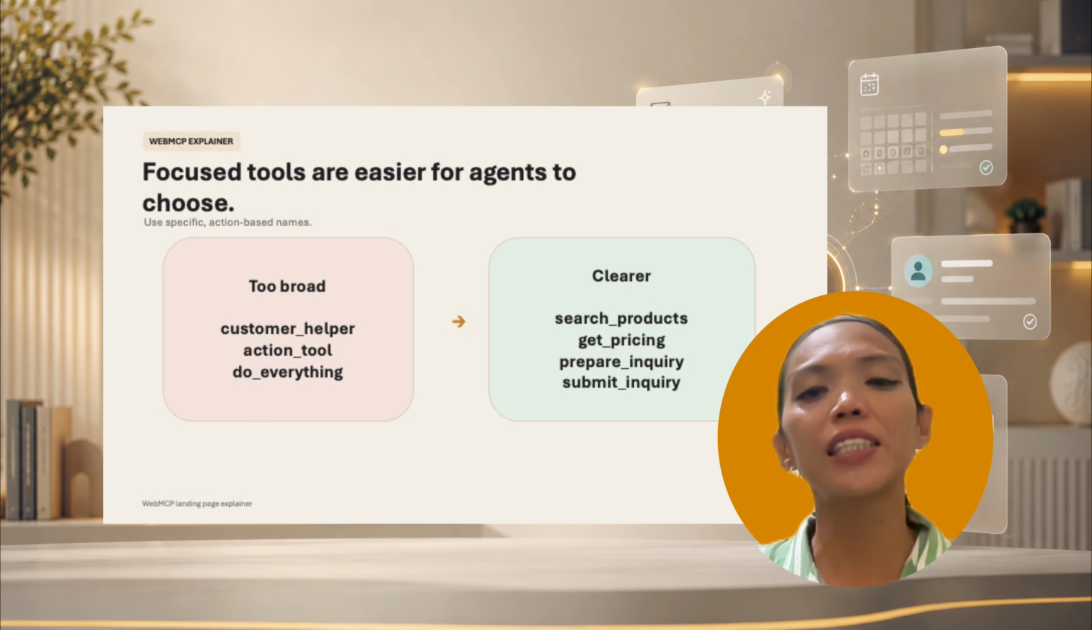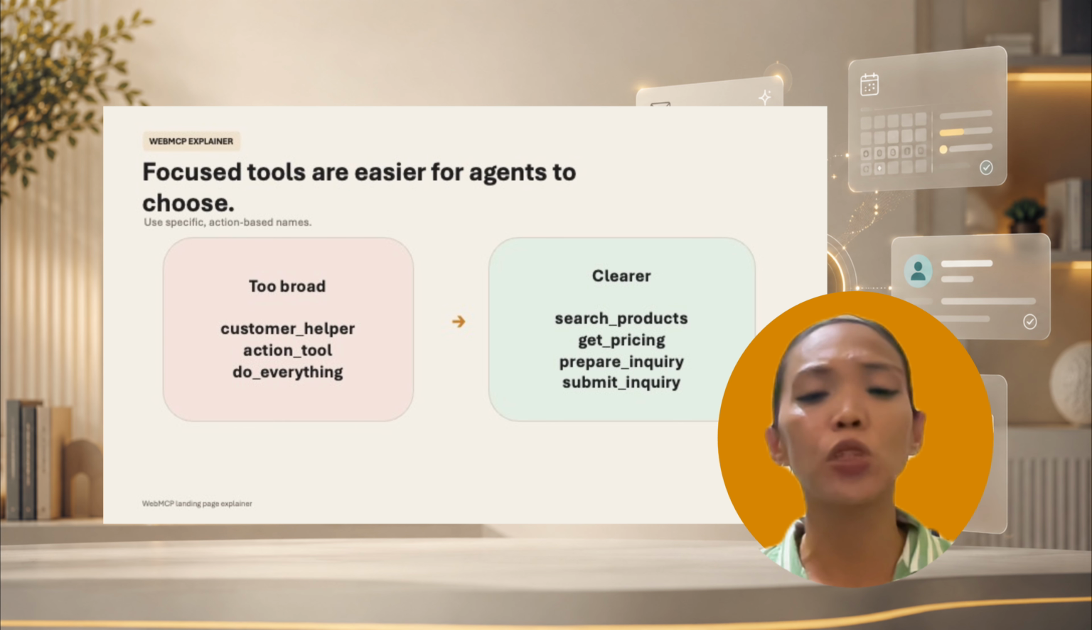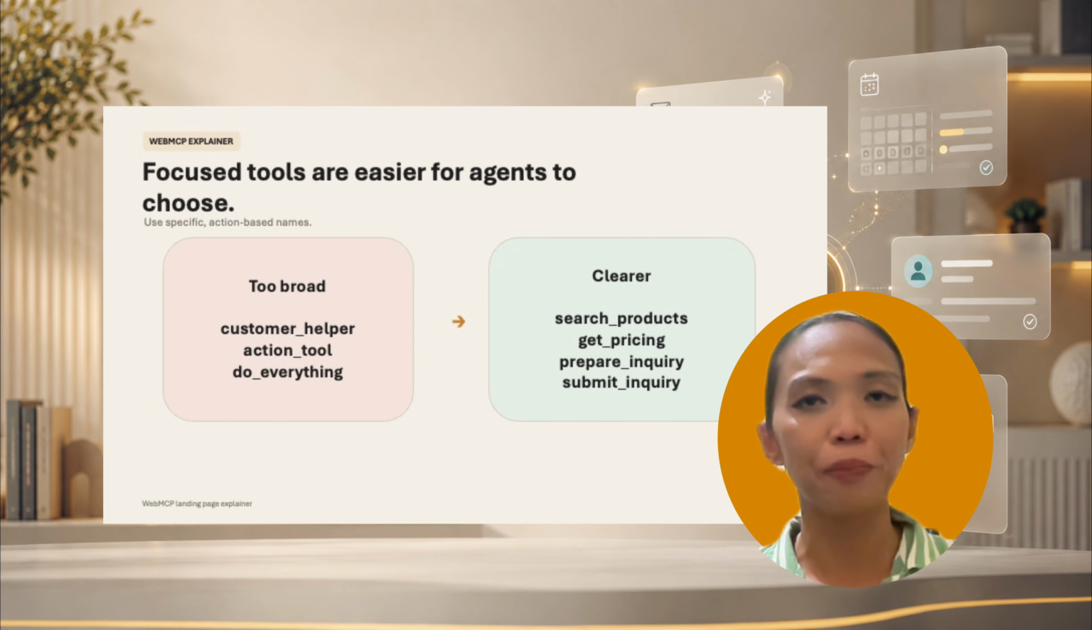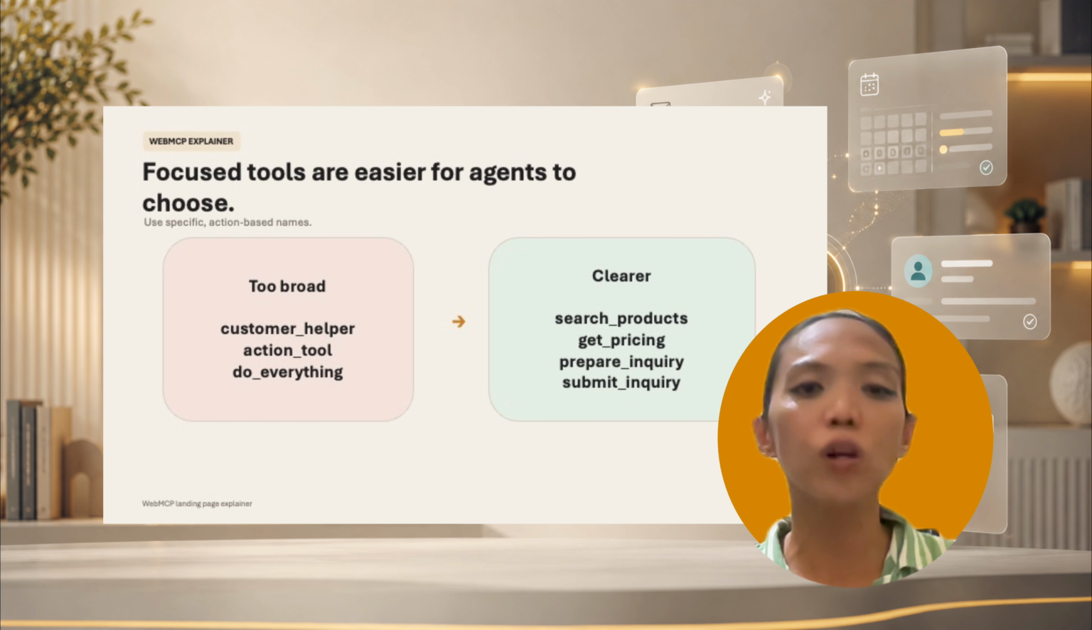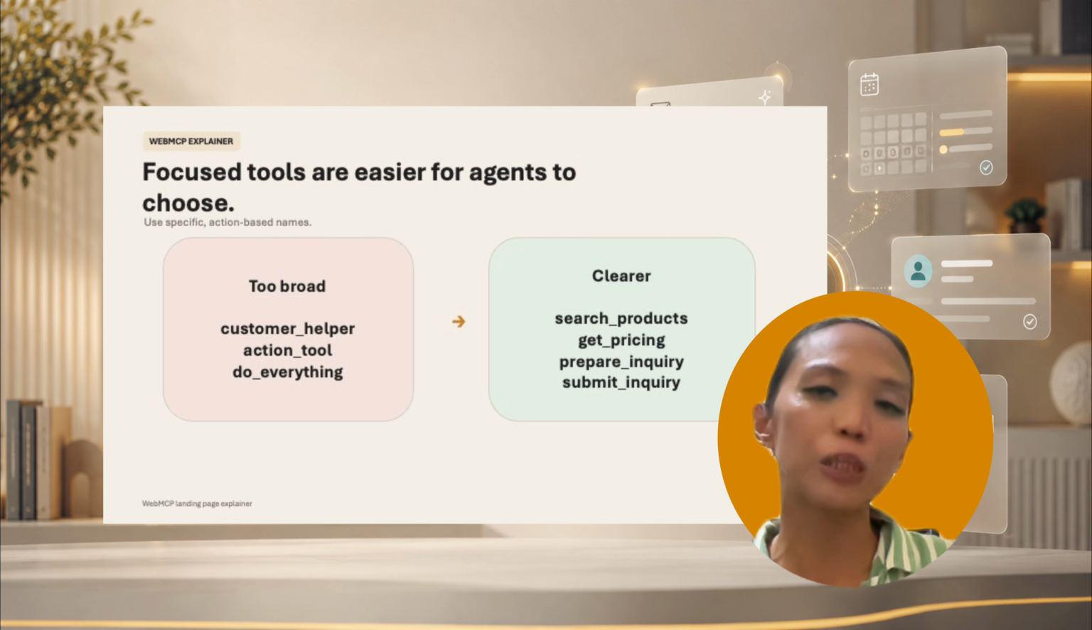The next step is using clear tool names. Tool names should be short, specific, and action-based. For example, search products, get pricing, compare services, prepare inquiry, or submit inquiry. A tool called Customer Helper is too broad. A tool called Search Products clearly explains what the tool does.